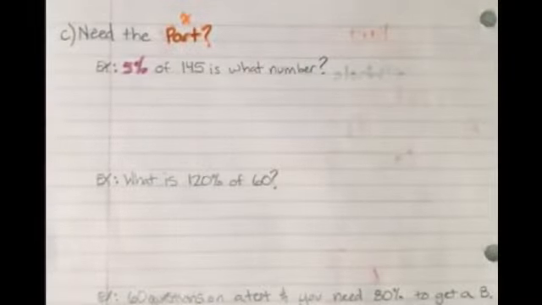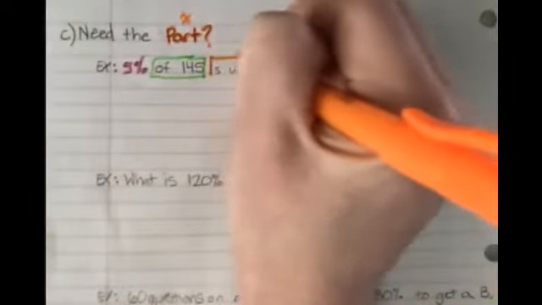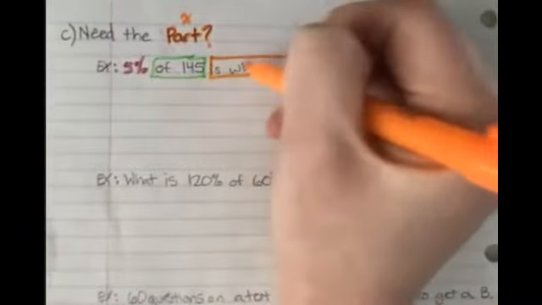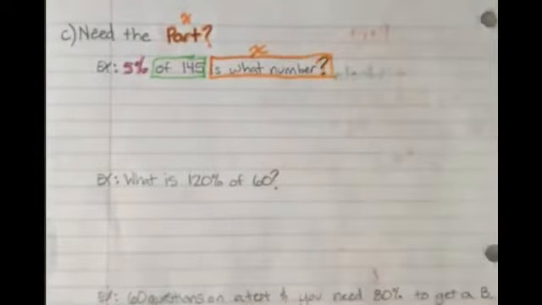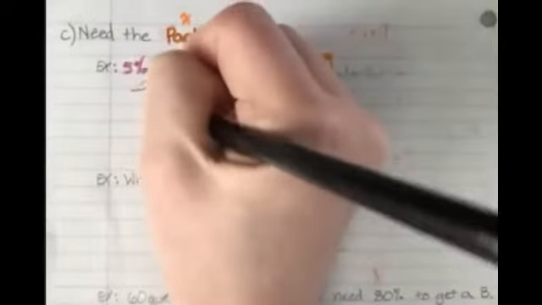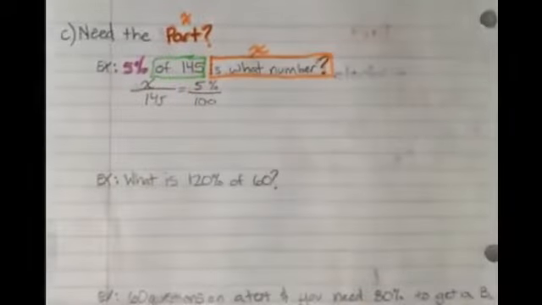Then find the word "of." "Of 145 is what?" Two pieces. It's next to the word and says "is what." We don't know that. And remember, the question will always tell you what it's looking for. Now we set it up using our proportion method. Part goes on top. So x over whole 145 equals 5% over 100.